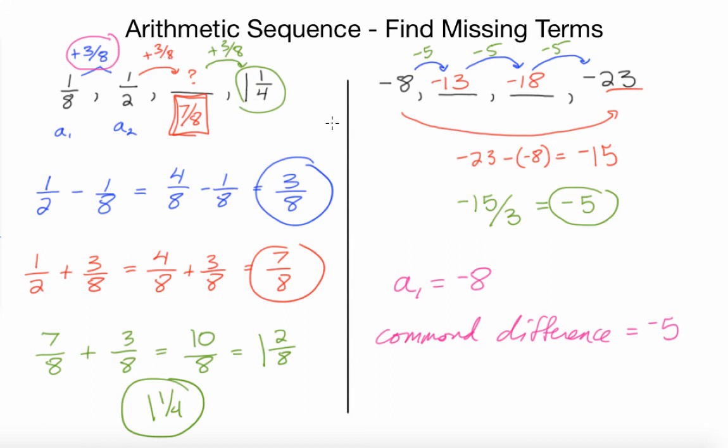All right, hopefully that's a helpful tutorial in understanding how arithmetic sequences work and being able to find missing terms. Have something of a pattern, but can we fill in our unknowns?